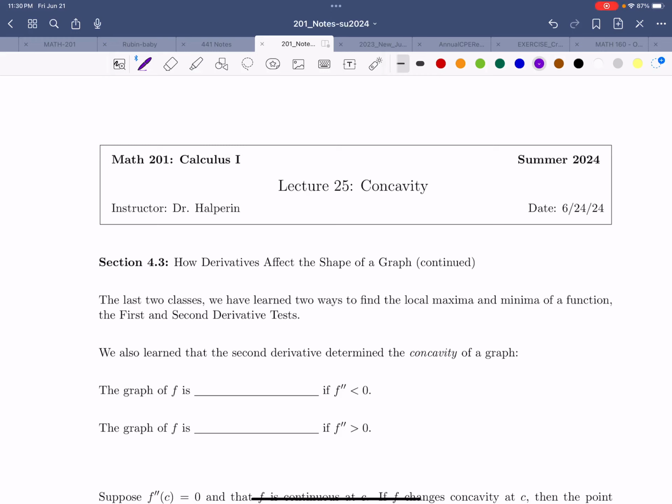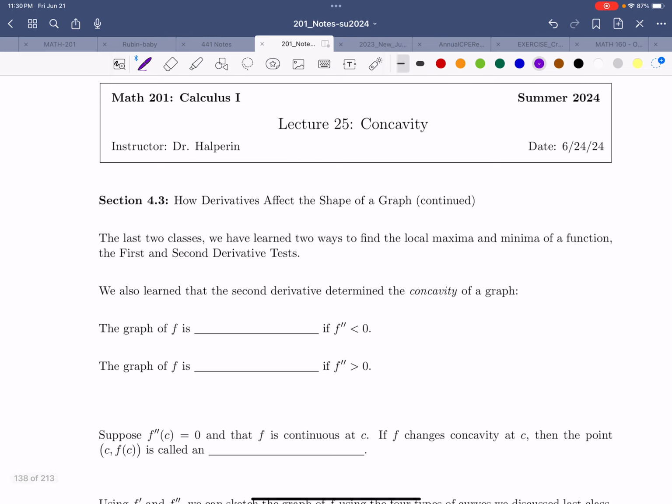Let's finish topic 4.3. We started with first and second derivative tests, but now we're going to look at concavity, which will show us everything we need to know about the shape of a curve. The ultimate goal of this is going to be able to sketch the curve, but we're really going to save that for section 4.5.